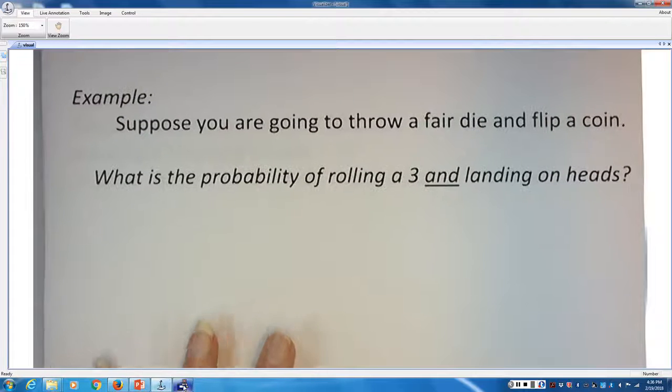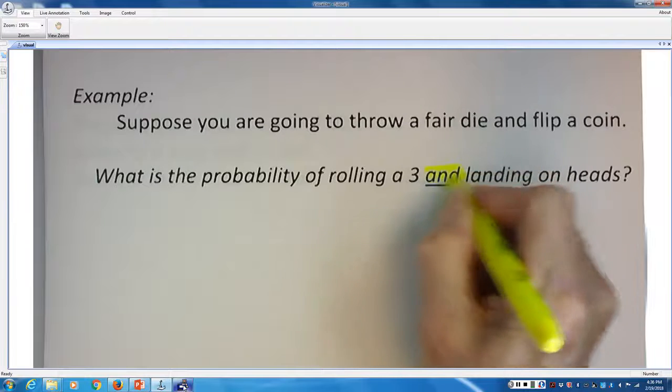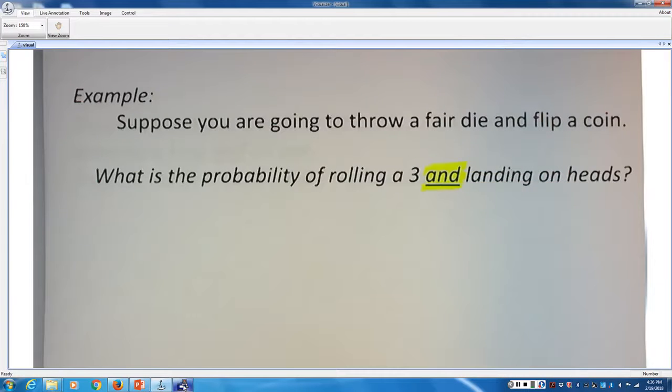Now this is a different example. It's the same kind of question. Suppose you're going to throw a fair die and flip a coin. What's the probability that you roll a 3 and your coin lands on heads? Here's the key word: and. This actually goes back to that fundamental counting principle, but it's easier this time.